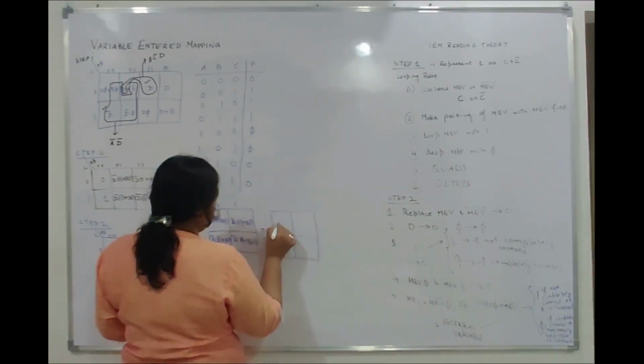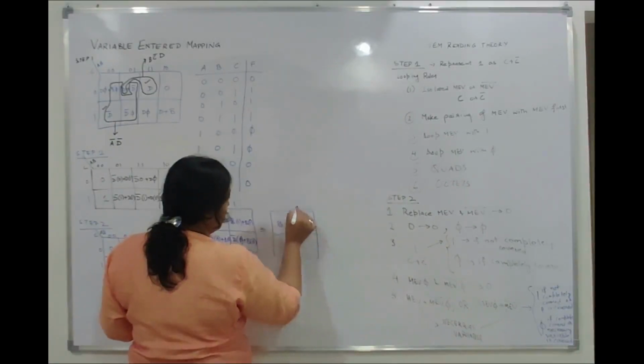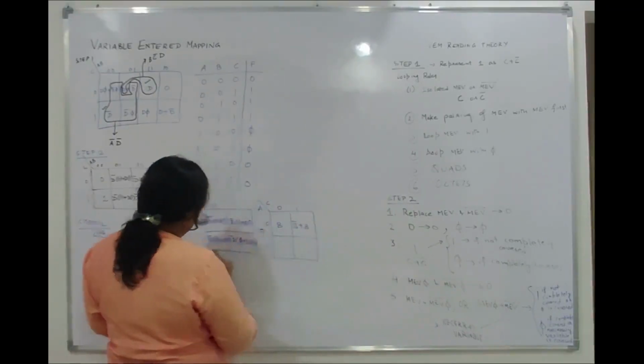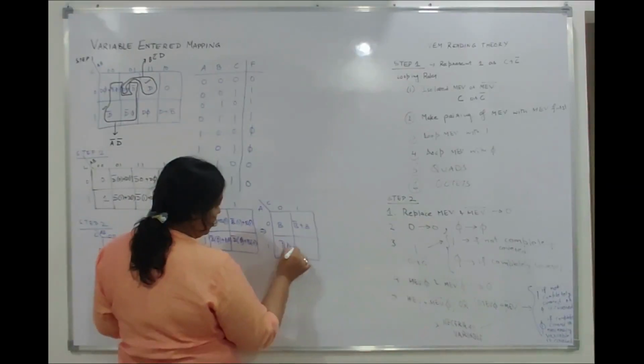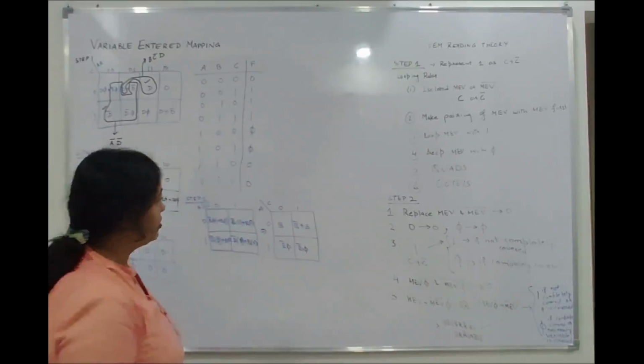B bar is 0, so this is B. So this is B bar plus B. This is B bar 5 or B is 0. This is also B bar 5, B is 0. This is the reduced table.